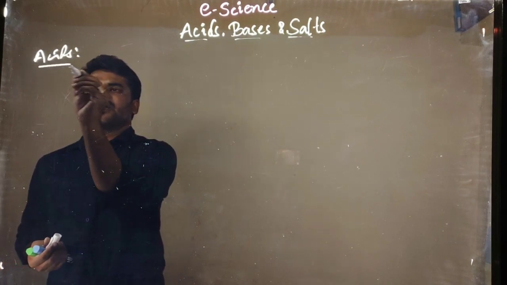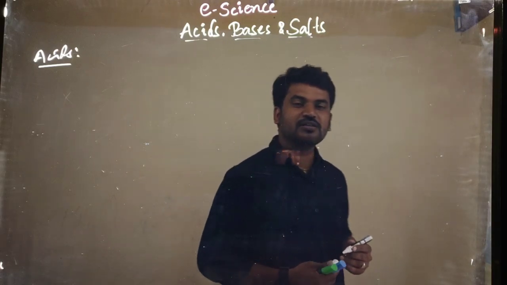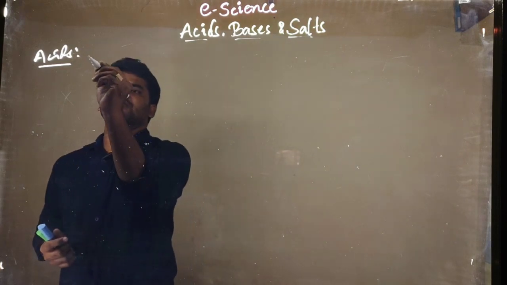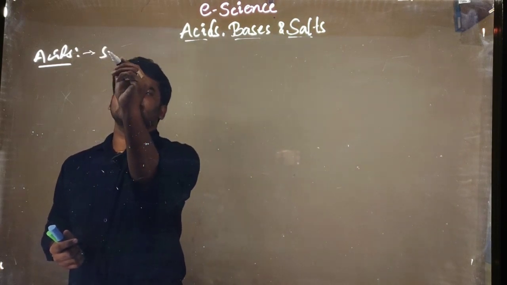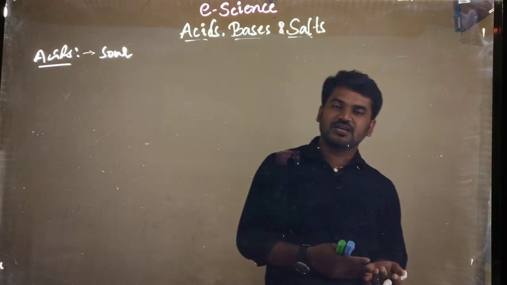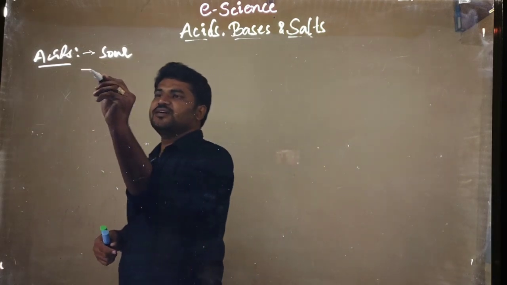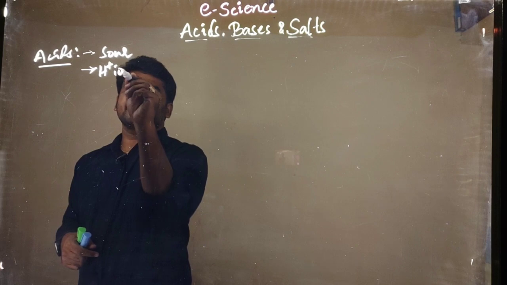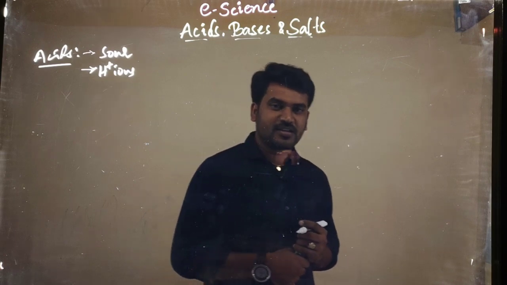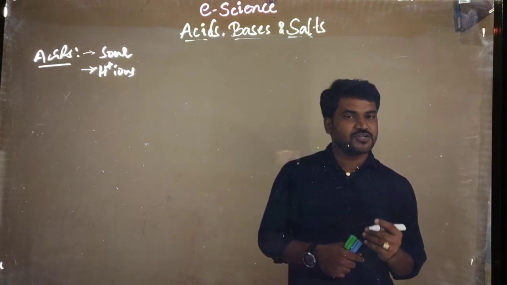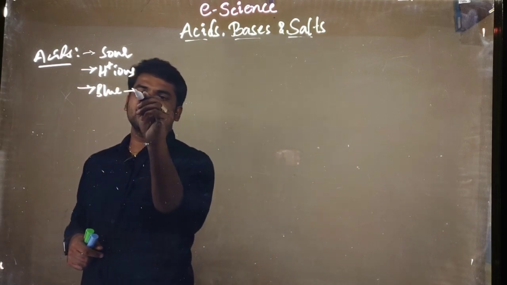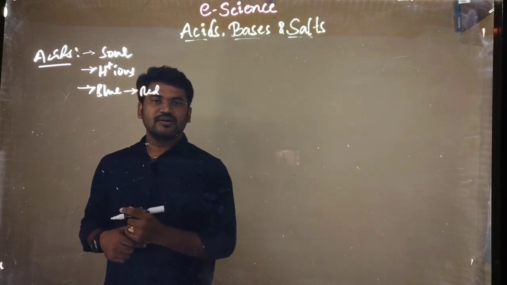Acids. What are acids and how are they? What are the physical properties of acids? That is what we are going to discuss now. Acids are sour in taste. When you take an acid to taste, it is sour. They release H plus ions when they dissolve in water, and they change blue litmus to red.